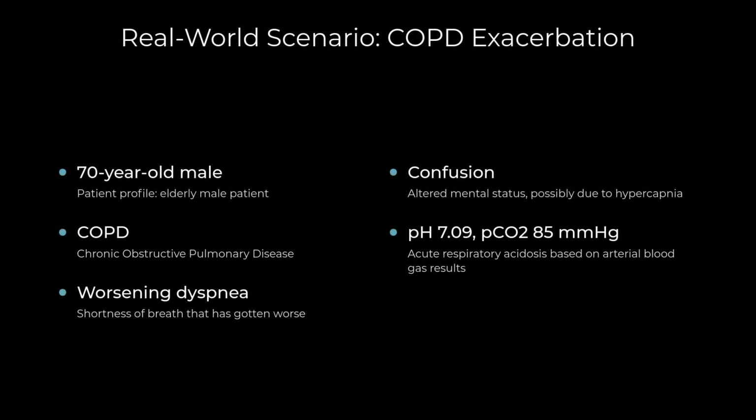Real-world scenario: COPD exacerbation. Consider a 70-year-old male with COPD presenting with worsening dyspnea and confusion, which progressed to a reduced level of consciousness, and there is concern that he may not be protecting his airway appropriately. His arterial blood gas shows a pH of 7.09 and PCO2 of 85 millimeters of mercury, acute respiratory acidosis from hypercapnia. His altered mental status suggests CO2 narcosis, and he's using accessory muscles but tiring.